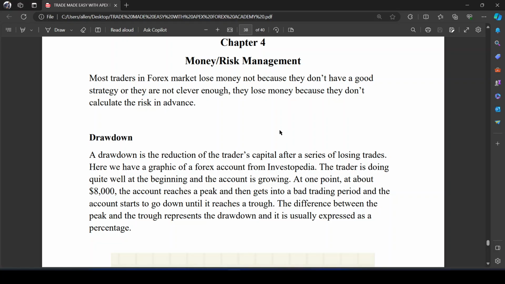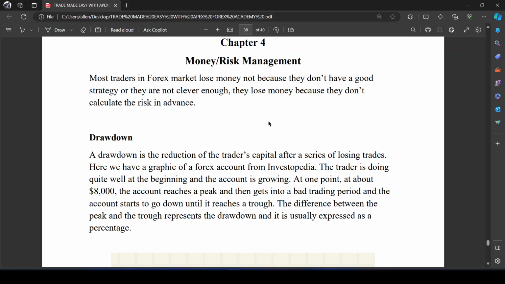Alright. So most forex traders in the market lose their money, not because they don't have a good strategy, but basically because they don't know how to calculate their risk in advance. Before placing a trade, it's very important for you to know what you are risking in that trade. You know what you stand to lose at the end of the day. Are we together? So this is where proper risk management comes into play.